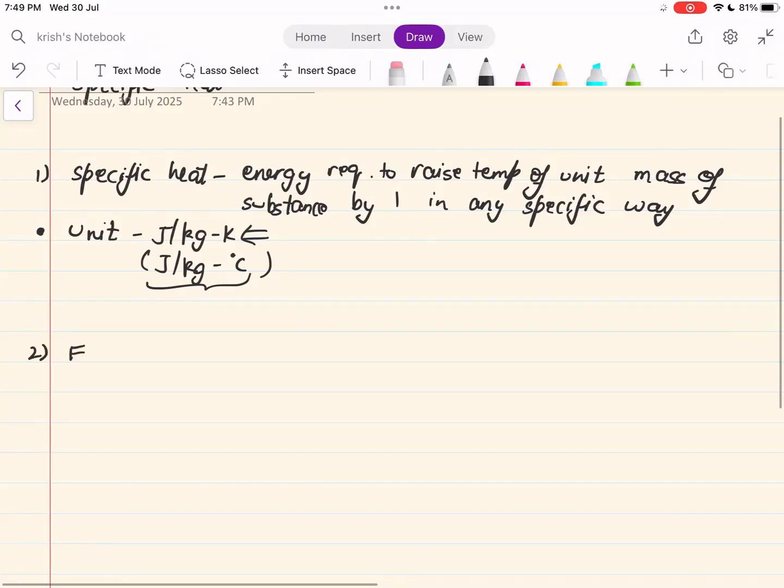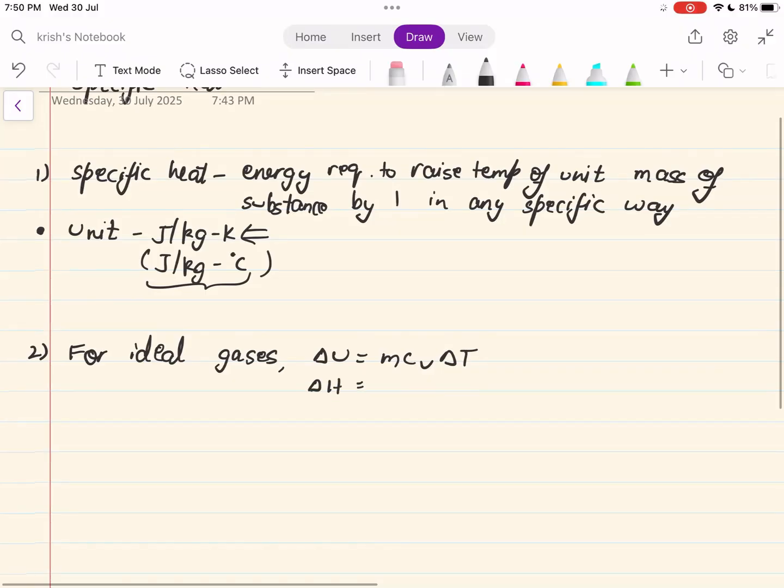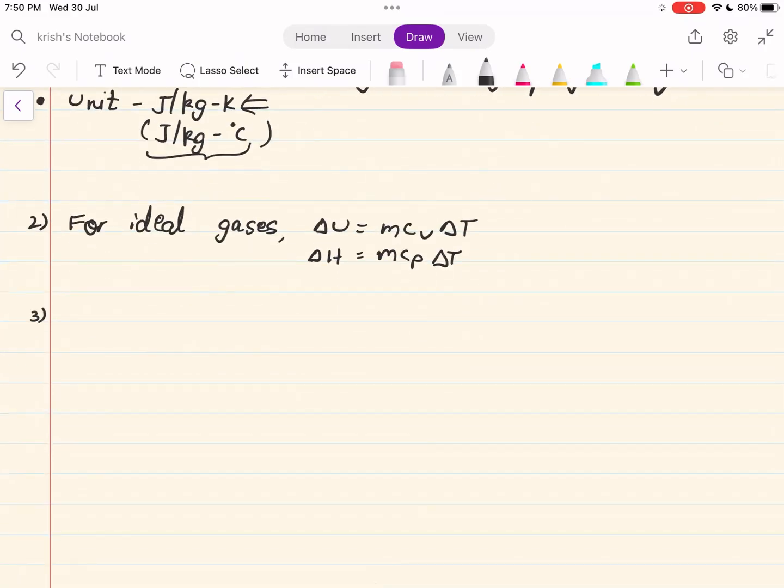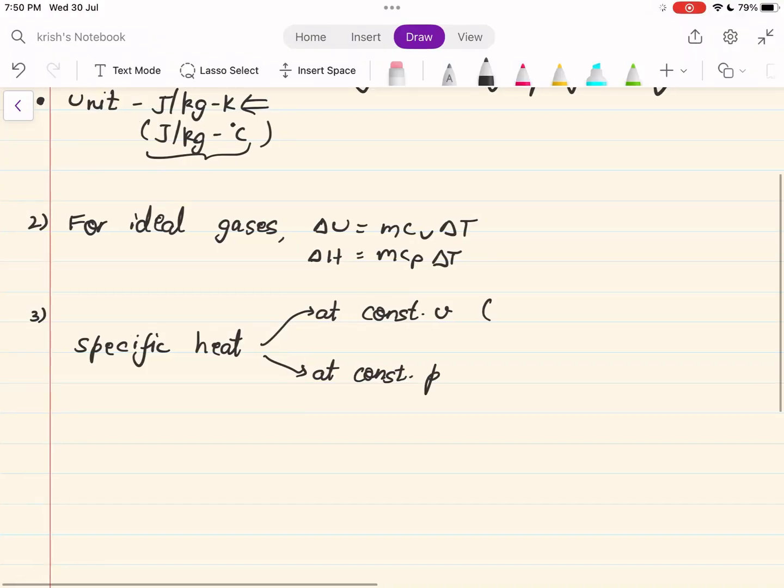For ideal gases, delta U equals mCv delta T, delta H equals mCp delta T. Now, what are Cp and Cv? Specific heat can be calculated either at constant volume or at constant pressure. This one is called Cv and this one is called Cp.